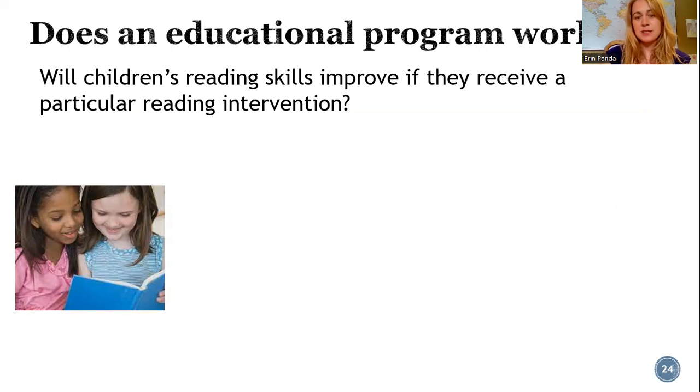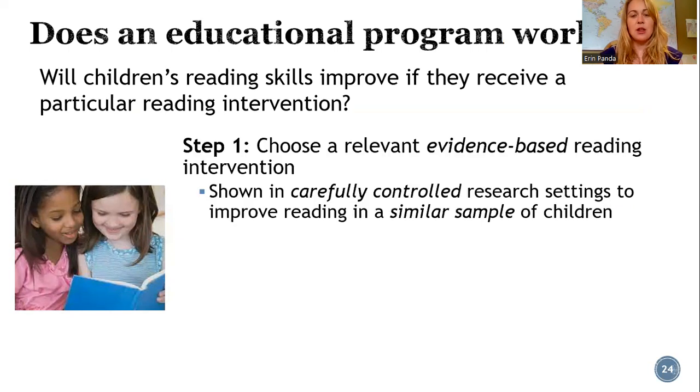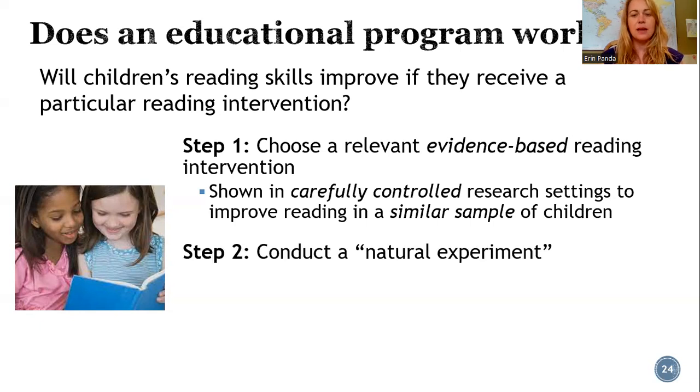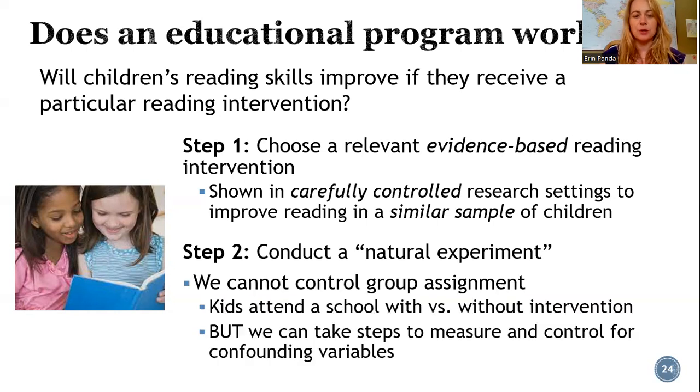Well, there are 3 steps to being able to answer this question. The first would be to look to previous research to find an evidence-based reading intervention that's been shown in very carefully controlled research settings to actually improve reading outcomes in children that have a similar demographic profile as kids at your school. Step 2 then would be to conduct a natural experiment where you would implement the program in your school and then look to see to what extent children improve.